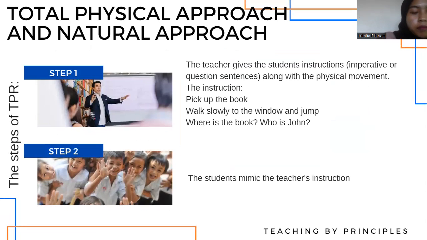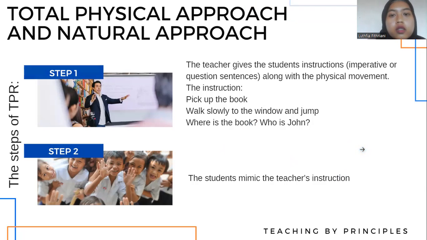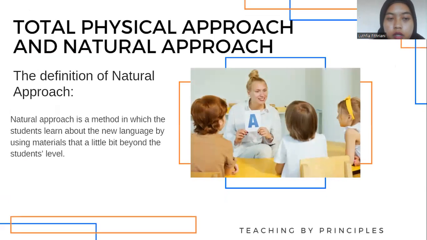This is the step of the total physical response. The first step is the teacher gives the student instruction. It can be imperative or question sentences along with the physical movement. The example of the instruction: pick up the book, walk slowly to the window and jump. Where is the book? Who is John? And after that, the teacher will ask the student to mimic the instruction. That is about total physical response.